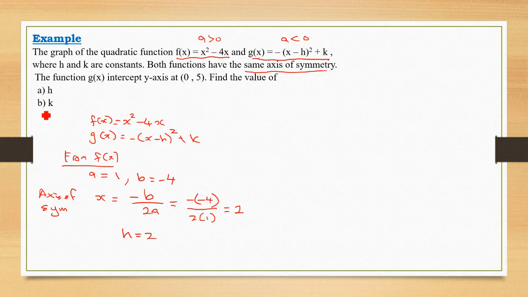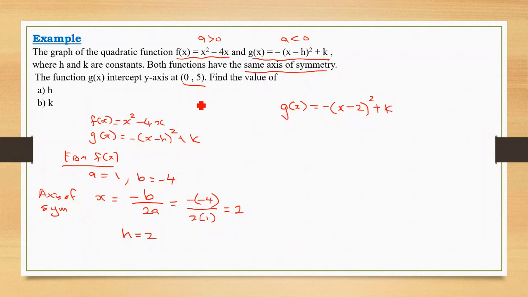And then how to find k. To find k, what you are given here is this. Your second function g(x) intercepts the y-axis at (0, 5). What this means is that when x is 0, y is 5. So your second function g(x), let me write it again by putting in your h. So what we have is x minus 2, because h is found, plus k.